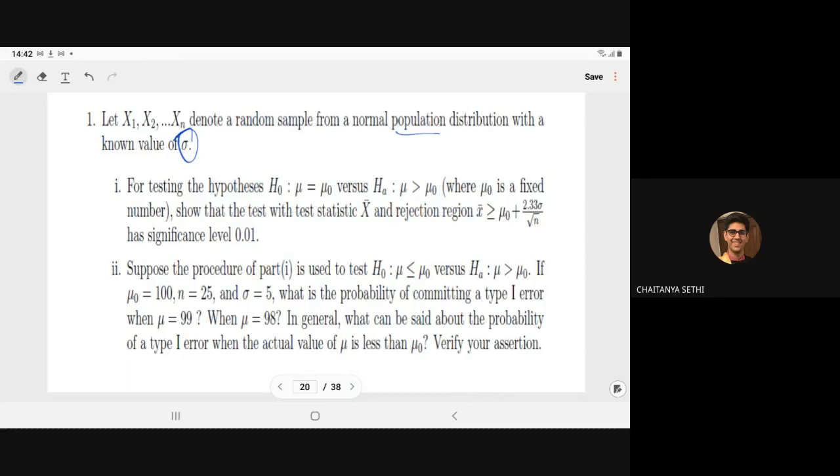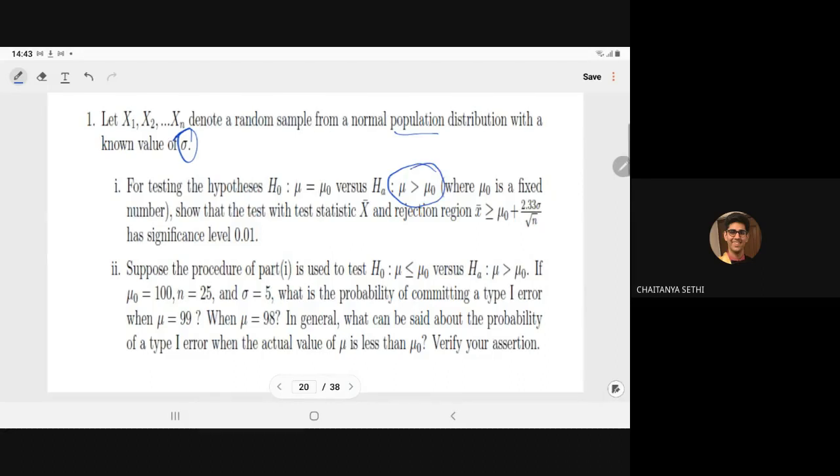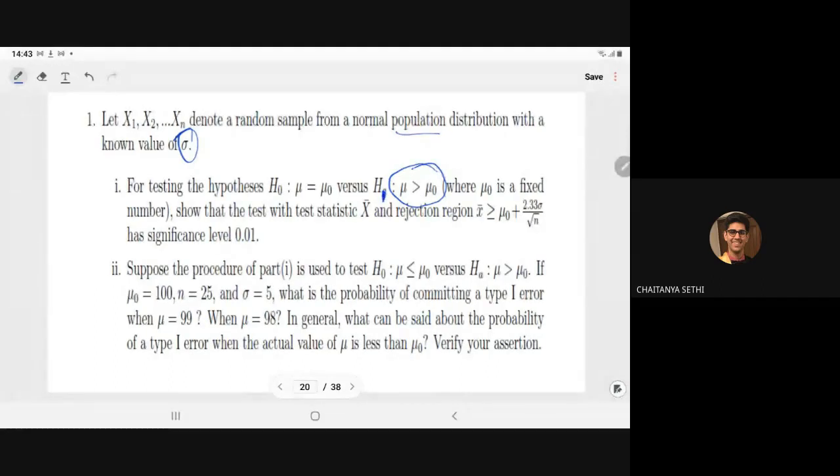For testing a hypothesis, hypothesis means whatever claim we want to prove. For testing the hypothesis, H naught: mu is equal to mu naught versus H1: mu greater than mu naught, where mu naught is a fixed number. It means our claim is that from the new experiment, the new theory, the new invention, the average will increase. This is the alternative hypothesis H1, mu greater than mu naught.